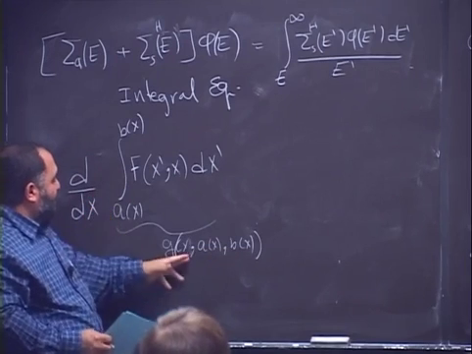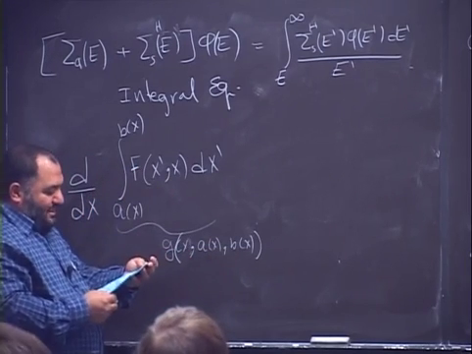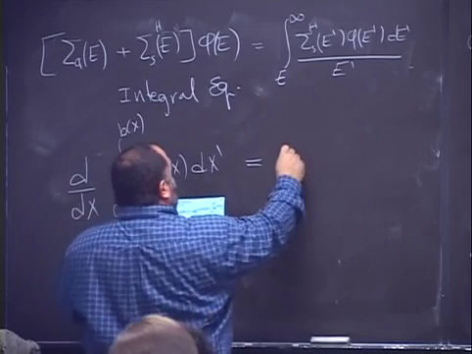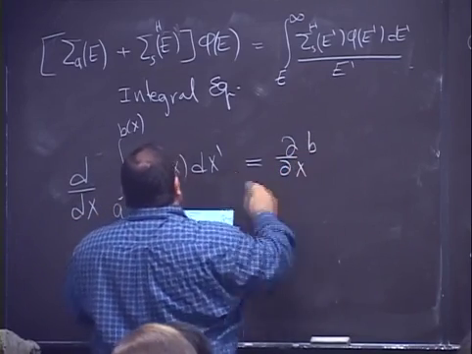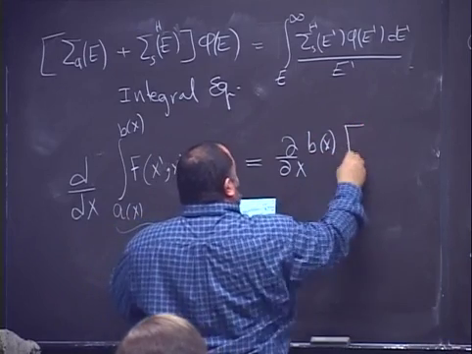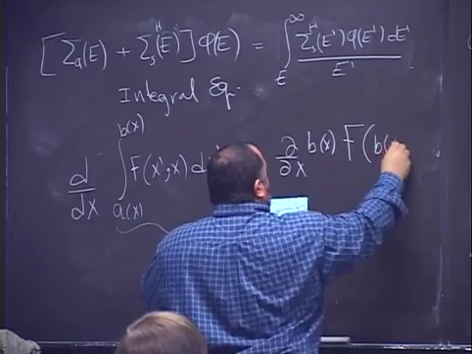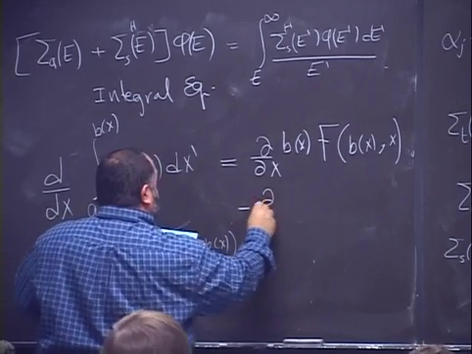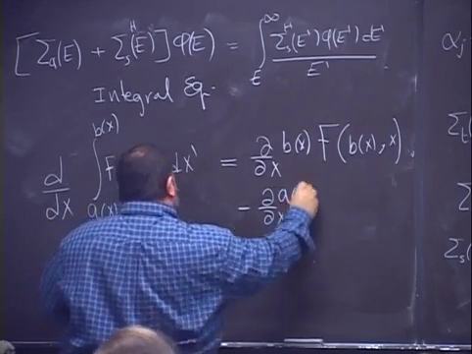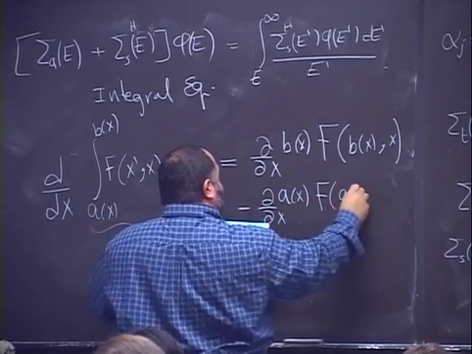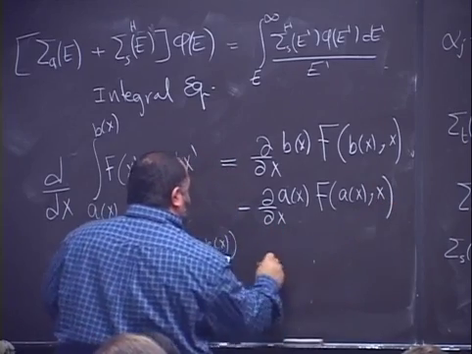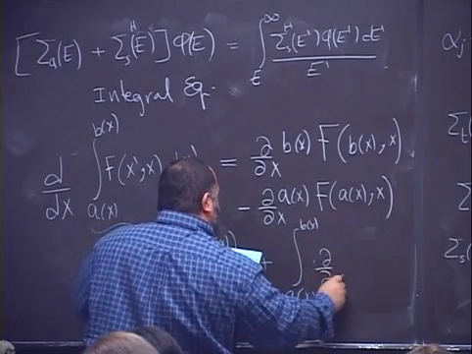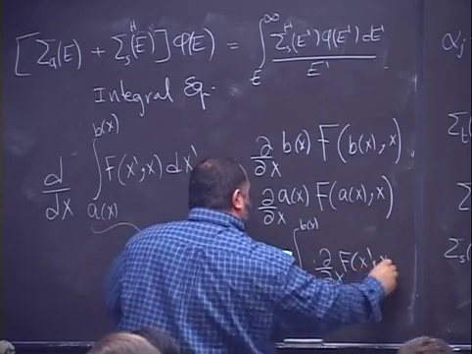So if you differentiate this function, you will return back to the same function, but you have to take into consideration that if you differentiate this, it will give you d by dx for the upper limit, b of x, multiplied by this function f evaluated at b of x and x, minus d by dx for the lower limit, which is a of x, multiplied by the same function f evaluated at a of x and x, plus the integration from a of x to b of x, where you now differentiate with respect to x, f prime of x, and x dx.